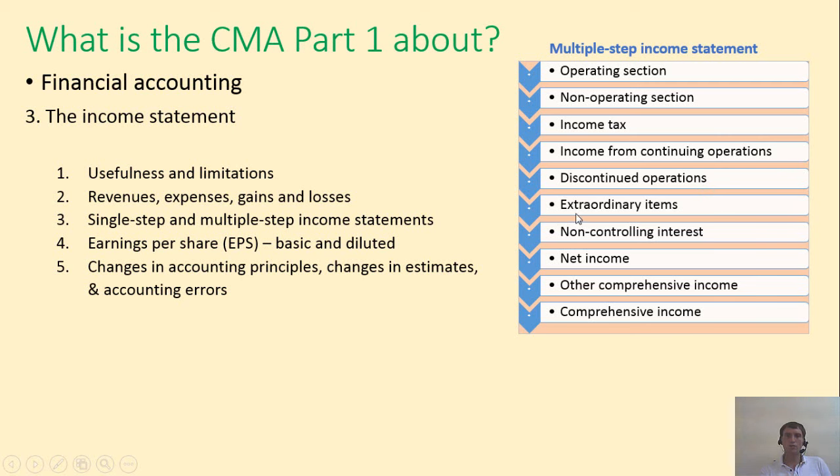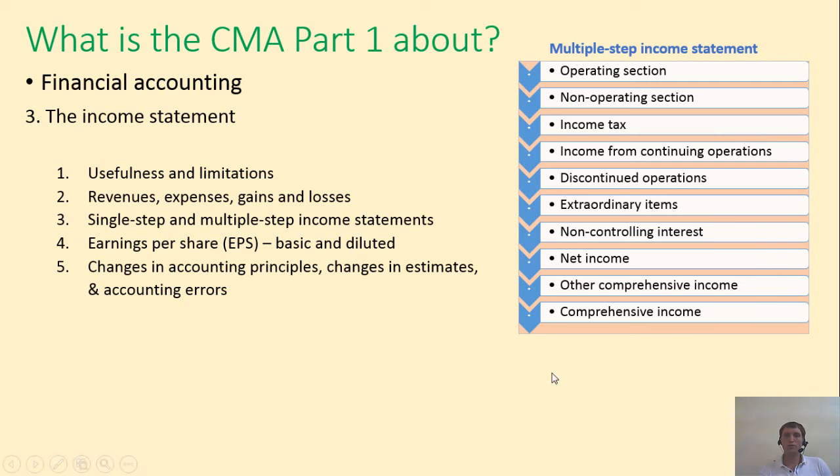We're going to talk about so-called extraordinary items. These are items that are both unusual and infrequent and therefore are separated from the other items on the income statement. I'm going to talk about non-controlling interest, and this is the share of the income of a consolidated entity that belongs to minority shareholders. Now, don't worry so much about this. I'm going to cover it in detail, and I'll make it really easy to understand.